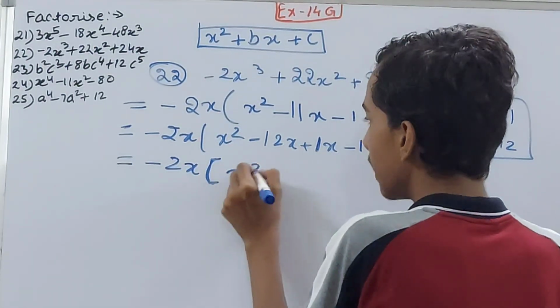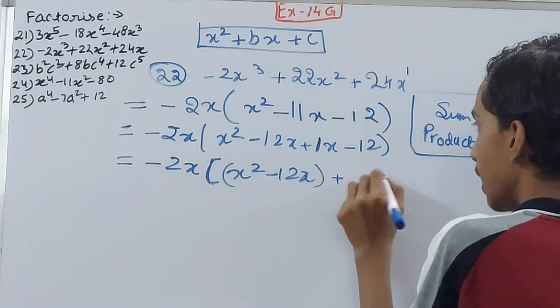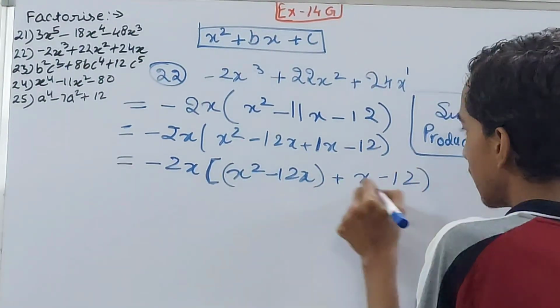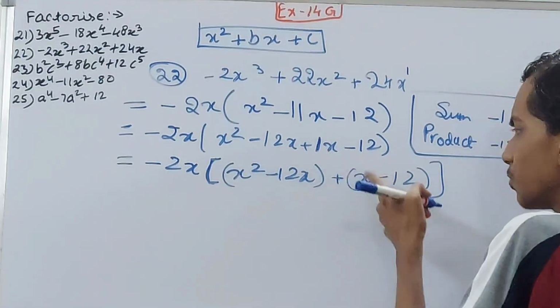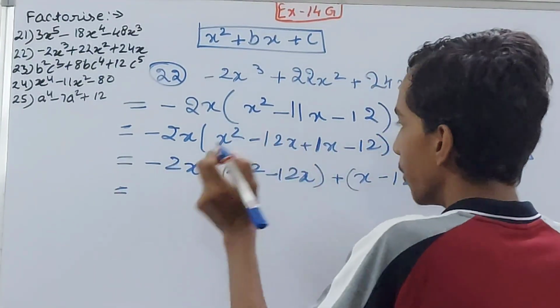Okay, x square minus 12x in one group we can take, and what here? x minus 12 we can take in one group. Now we are getting rid of this one, it doesn't matter, right? No need to write it every time. This is just for your convenience. We generally don't write it.